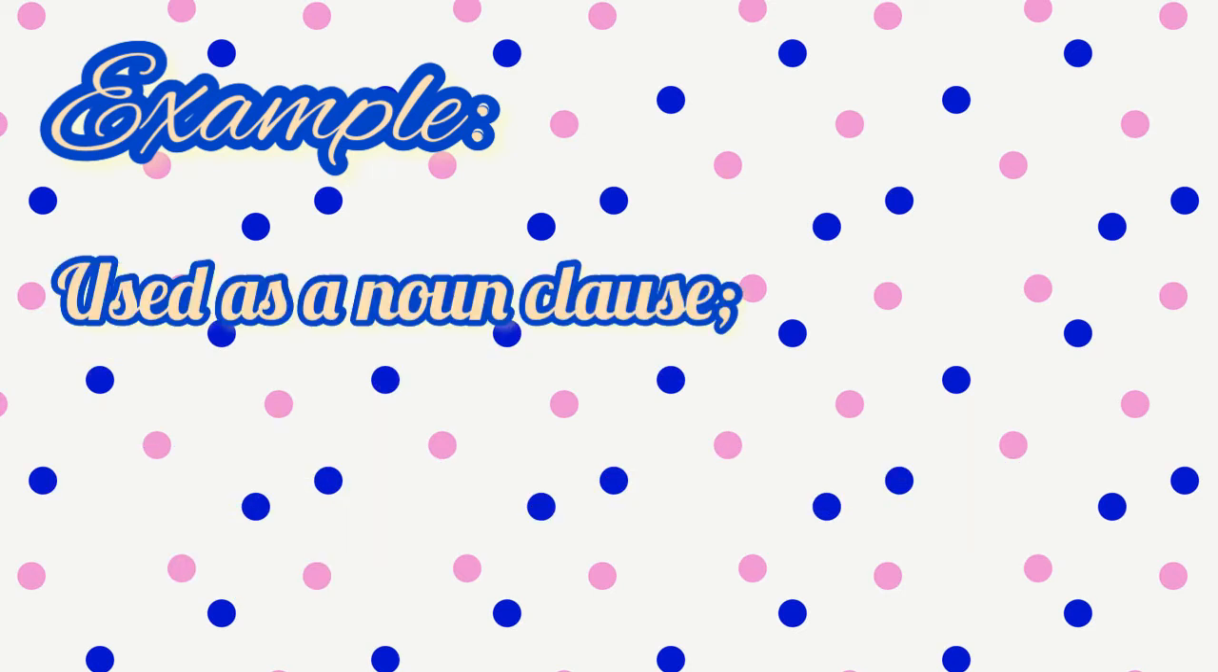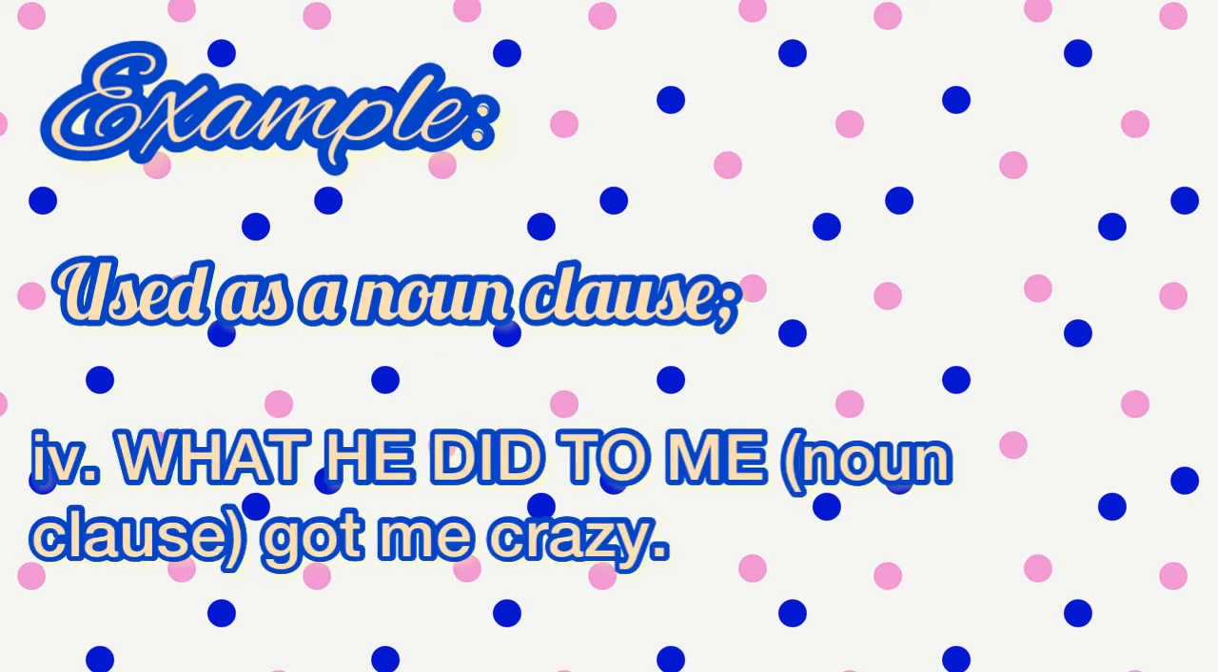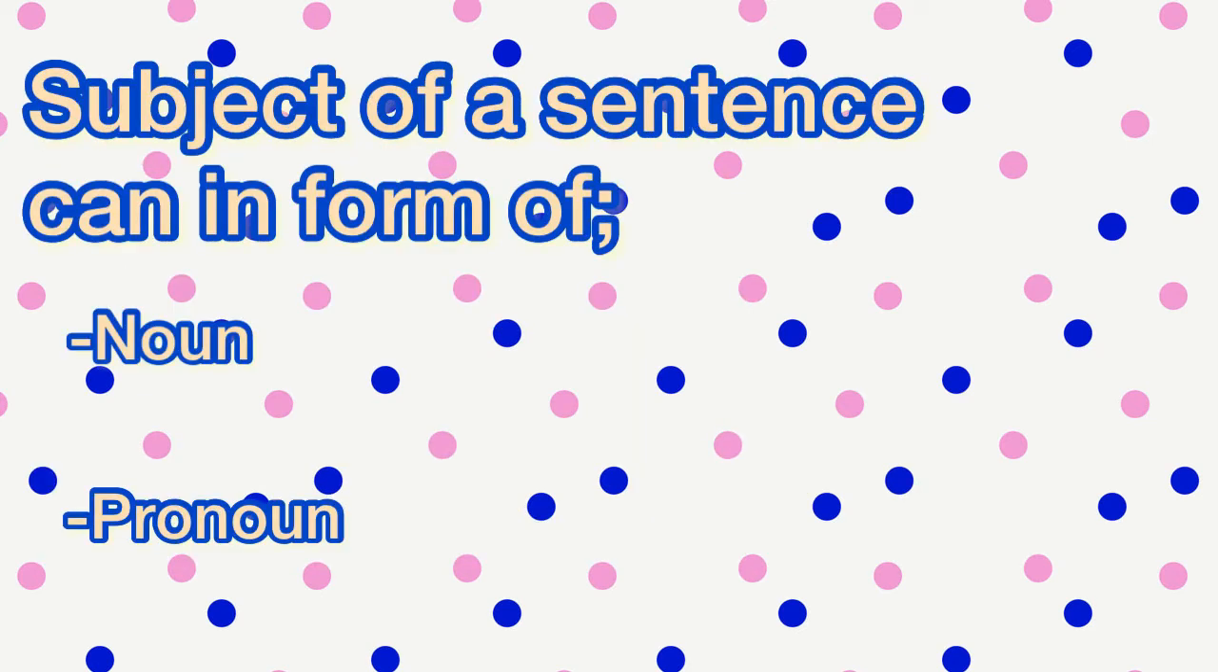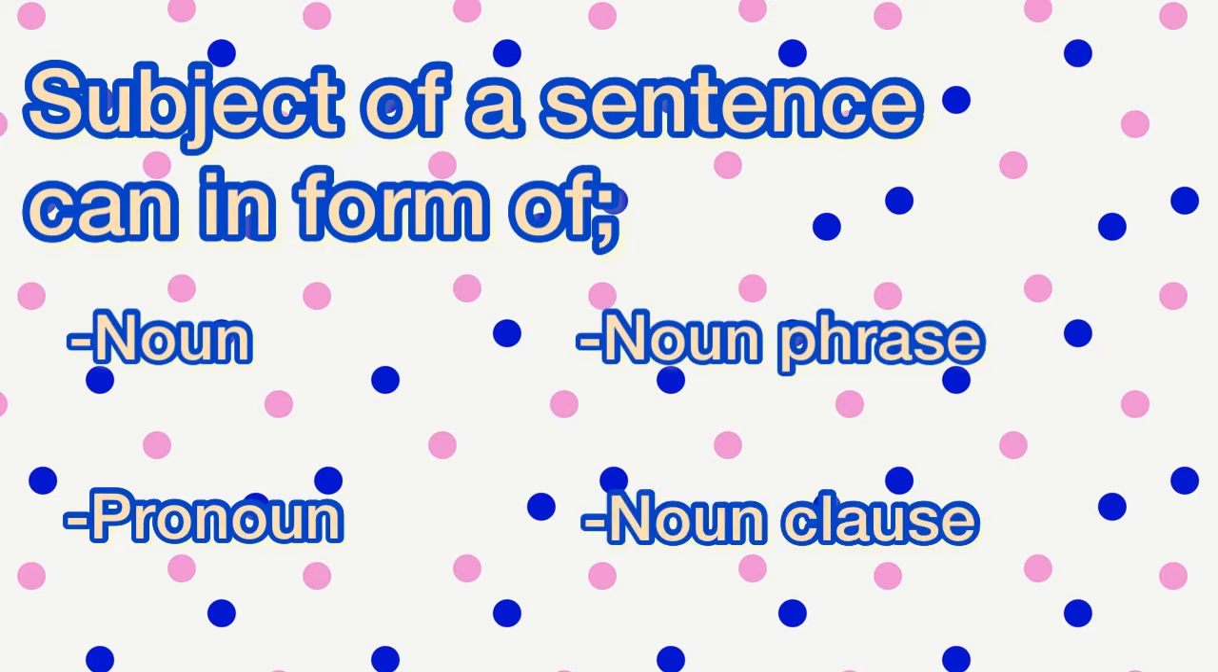Now the last example. A subject used as a noun clause. What he did to me got me crazy. So the subject of this sentence is what he did to me, because that is a noun clause in that expression. So you see that the subject of the sentence can appear in the form of a noun, a pronoun, a noun phrase, or a noun clause.